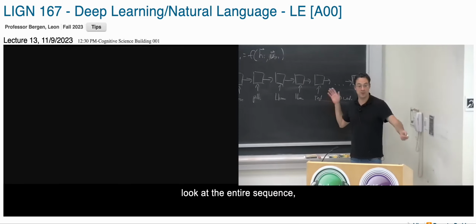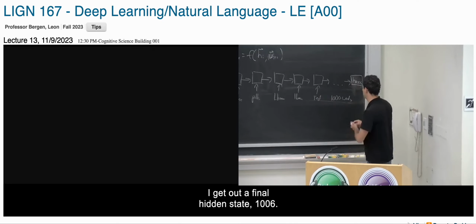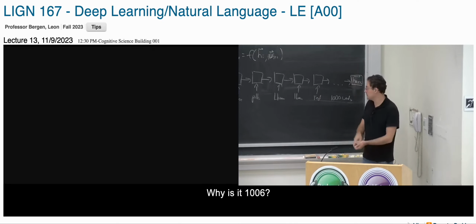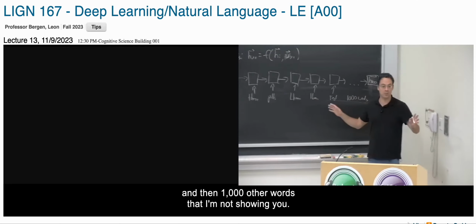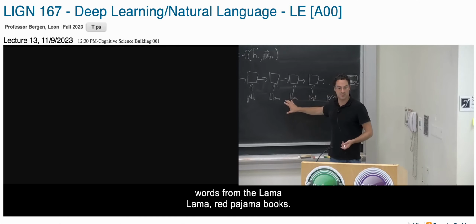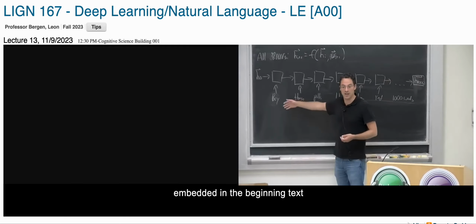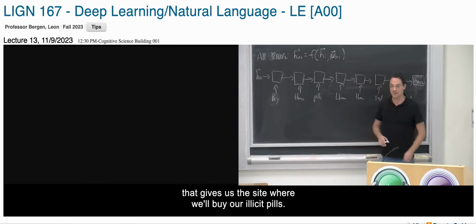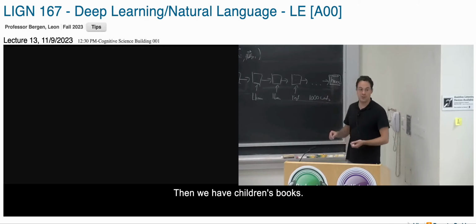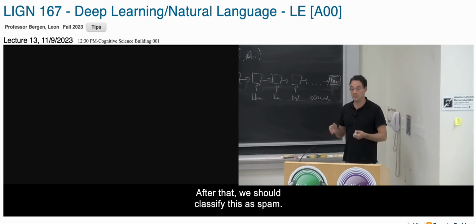The way I'm going to do that is look at the entire sequence, run it through my RNN. I get out a final hidden state, H1006. Why is it 1006? Because we had 6 words, and then 1,000 other words I'm not showing you. But assume that they're all the words from the Llama Llama Red Pajama books. Now, this is spam. We have like a link here, let's say, embedded in the beginning text that gives us the site where we'll buy our illicit pills. Then we have children's books after that. We should classify this as spam.